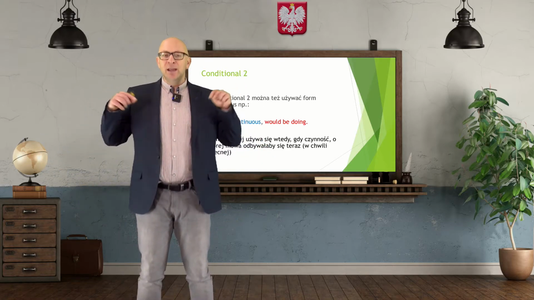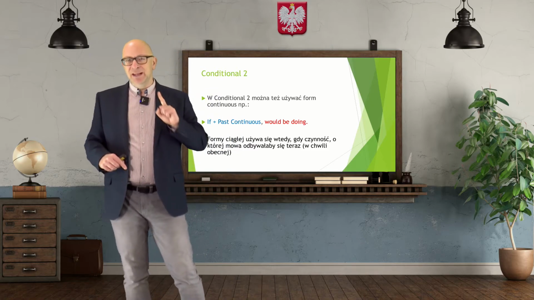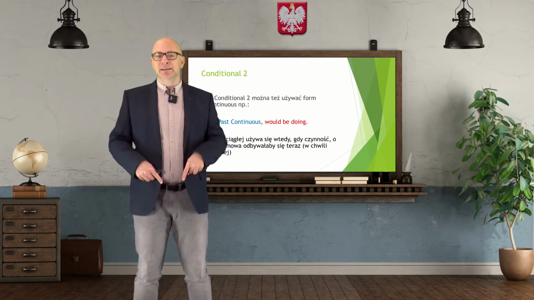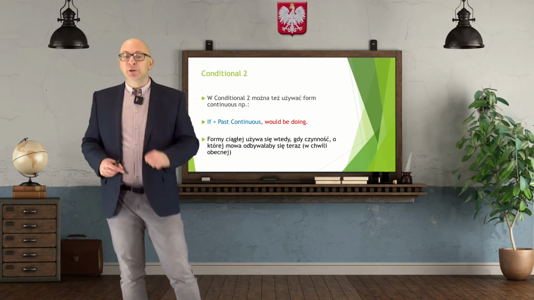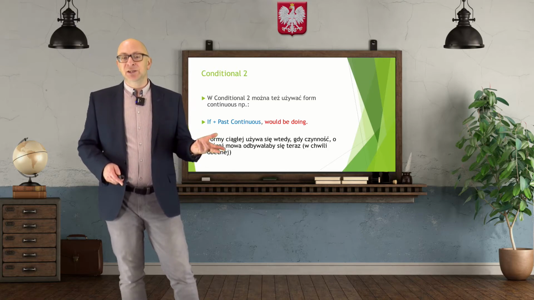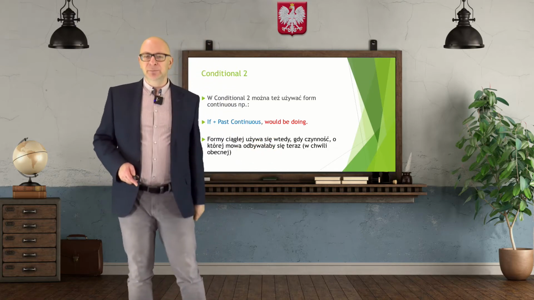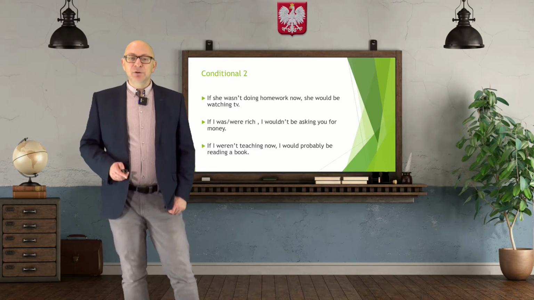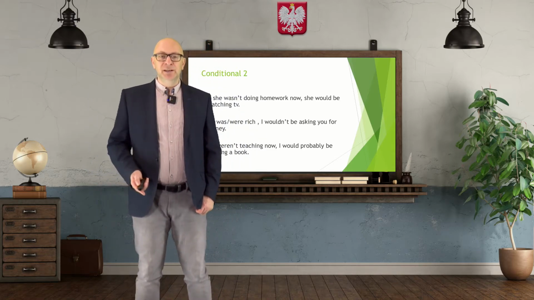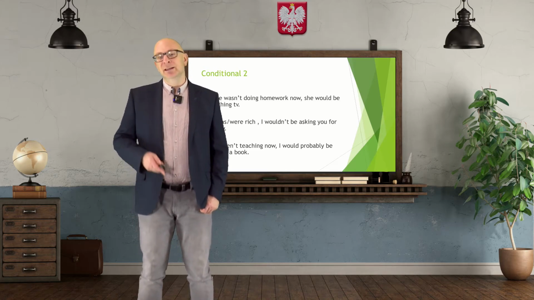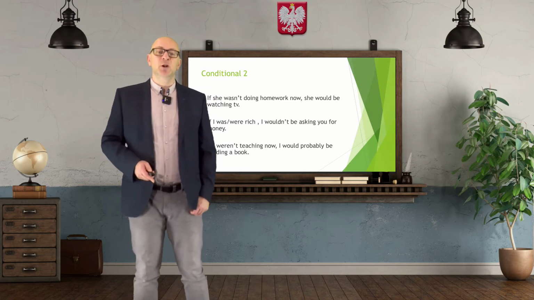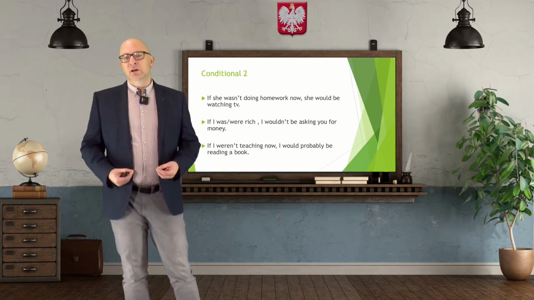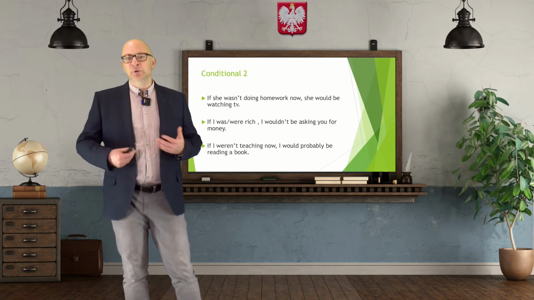I don't know, okay? So if you are talking about an action, and it must be an action, it cannot be a state, but an action that would be happening right now in this very moment, just like in present continuous, you use the continuous form. So if plus past continuous and would be doing, so would be plus gerund. Examples. If she wasn't doing homework now, she would be watching TV. Okay, so after if you have past continuous, if she wasn't doing homework, in the second part you have would be ing, she would be watching TV now. And this sentence talks about actions that are happening right now or would be happening right now.